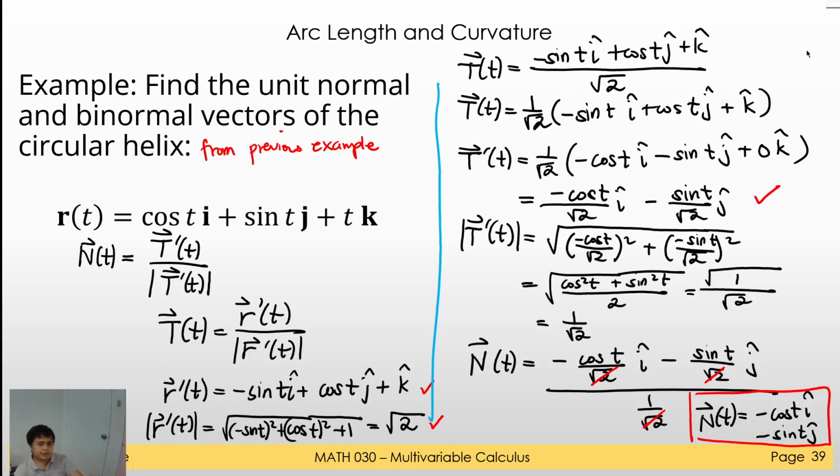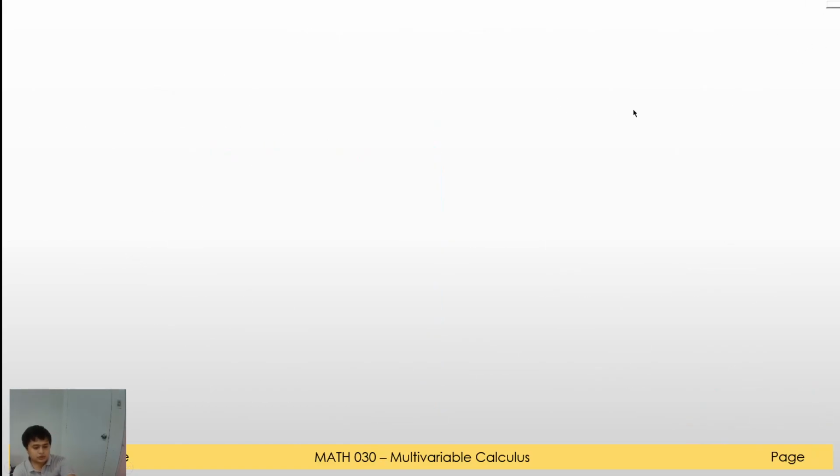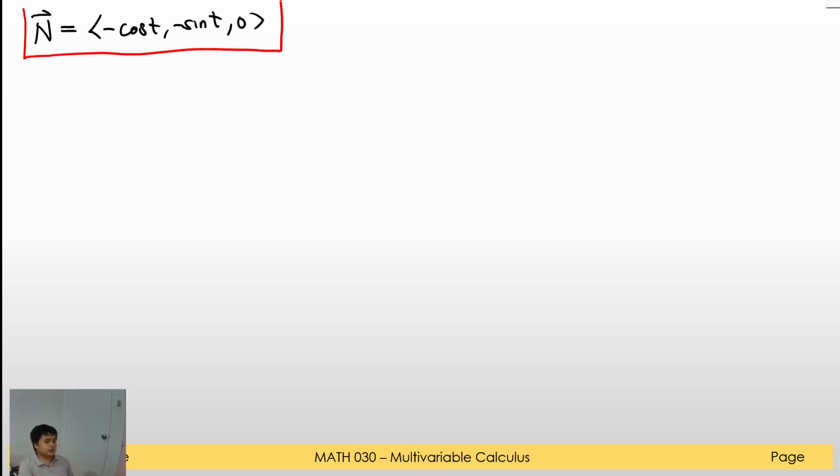Although this can be further expanded, you can include 0. Actually, 0 is included here. So let me just rewrite this one, but it is equivalent. We can write this in this form as well: negative cos t first, and then negative sine t and 0. So you can write this also in this form. It is virtually the same.